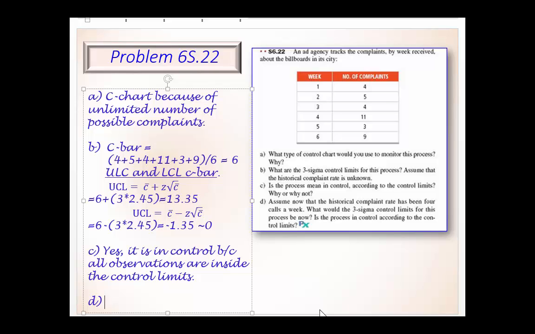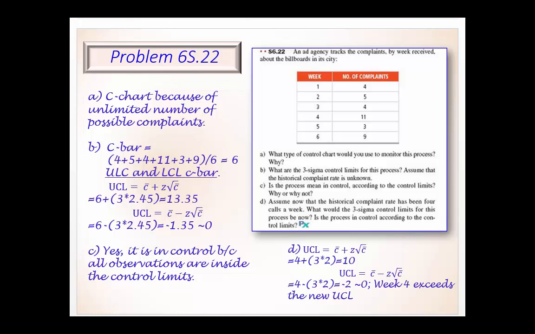So we computed exactly the same as before, but our C bar is 4 now. So I'll go ahead and calculate that down here for you. And again, it would be good if you did that separate from me and then come back and check. As you can see by my calculations here, I've just replaced the previous C bar of 6 with 4, and I've calculated the upper and lower control limits, and I find that 10 is the upper control limit and 0 is the lower control limit. So indeed, week 4 exceeds the new upper control limit.